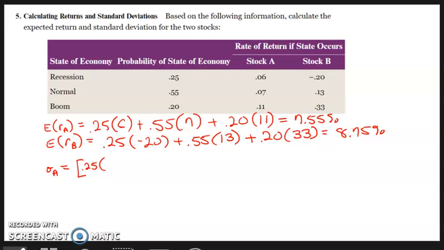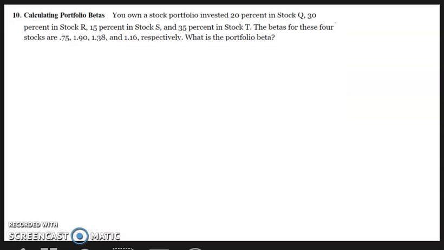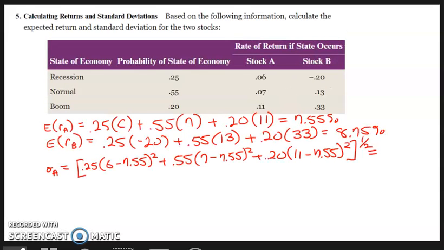So we got 6 minus 7.55 squared plus 0.55 times 7 minus 7.55 squared plus 0.20 multiplied by 11 minus 7.55 squared. Close that off. We're taking the square root of this, and we should get 1.79%.